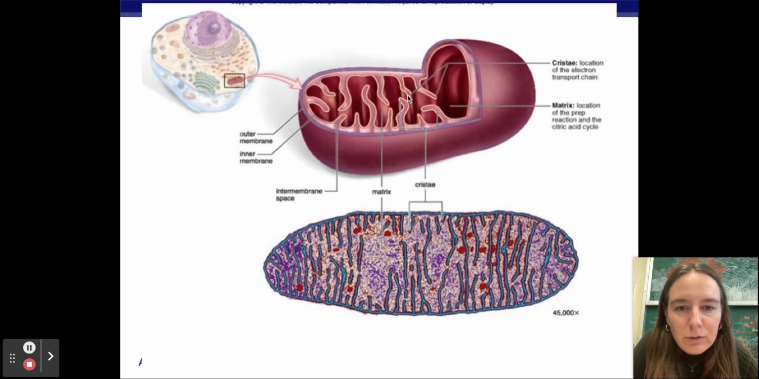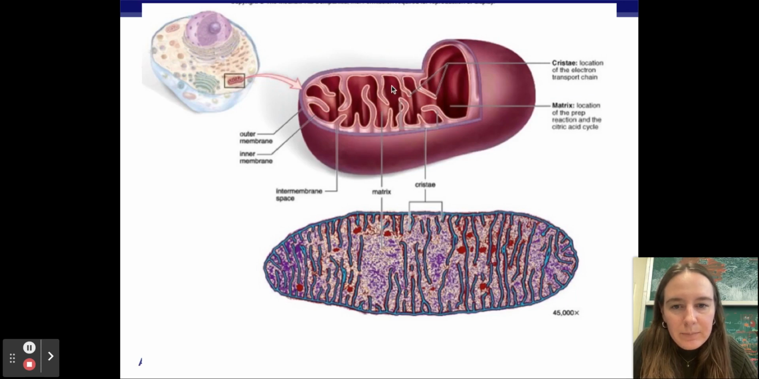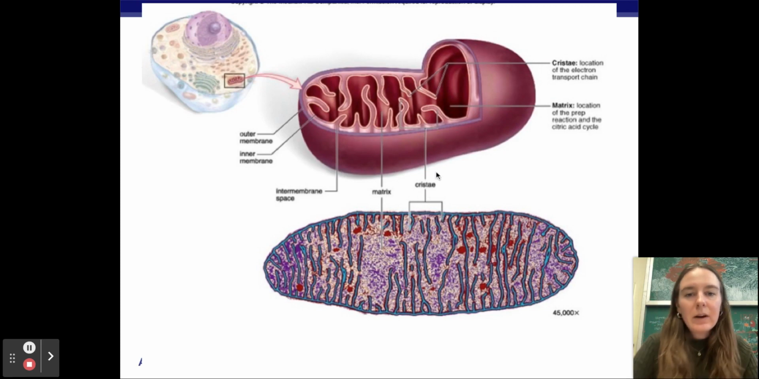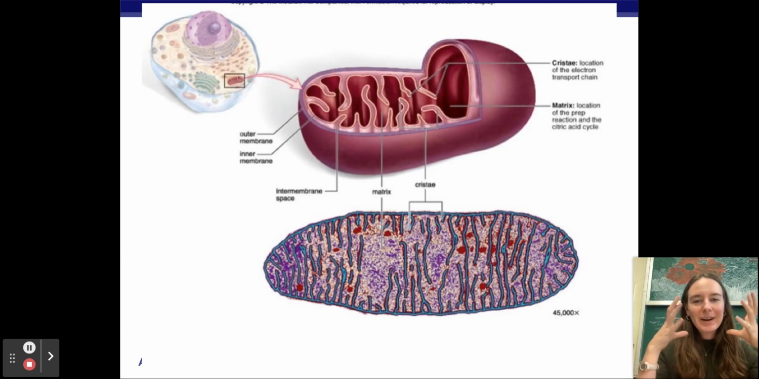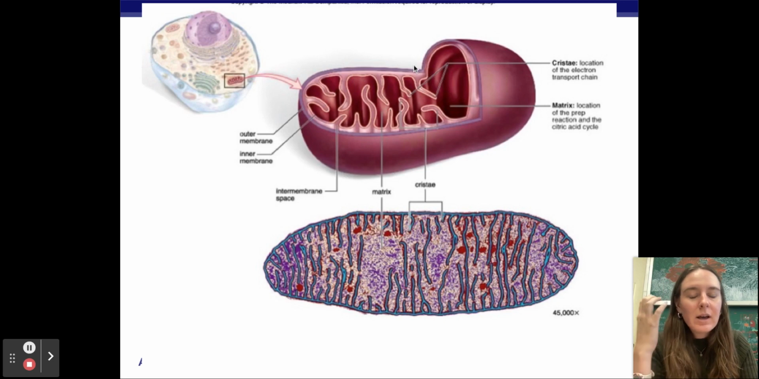We also have these little folds here. They're called cristae. This is the location of, eventually we're going to talk about the electron transport chain. That happens in the folds here, the cristae, okay? And we talked about the matrix. Now remember, why are there folds in the mitochondria? Think back to when we learned about membranes and surface area. The more folds you have, you've increased the surface area of the mitochondria. And so a lot of chemical reactions can happen in the folds here because there's so much surface area. It's the anatomy of the mitochondria.